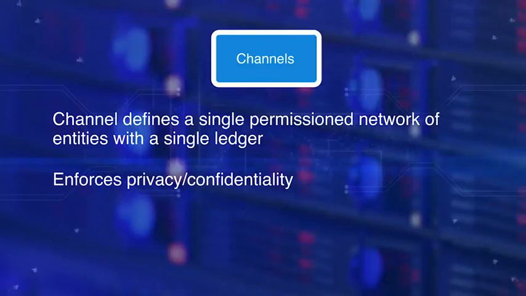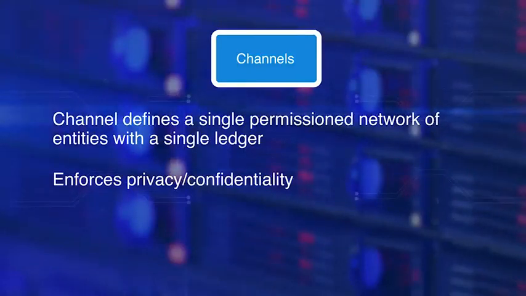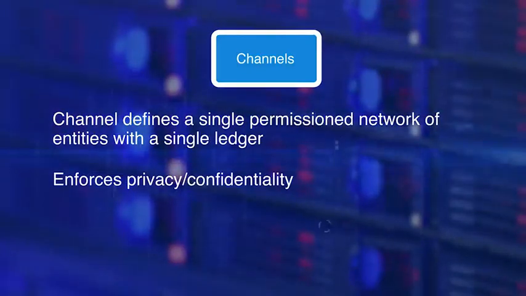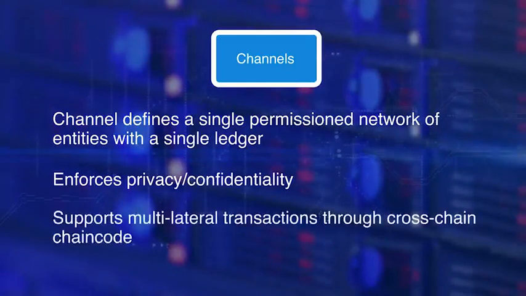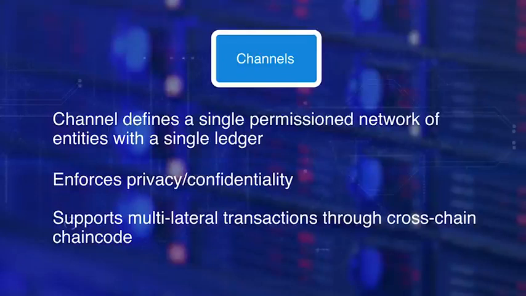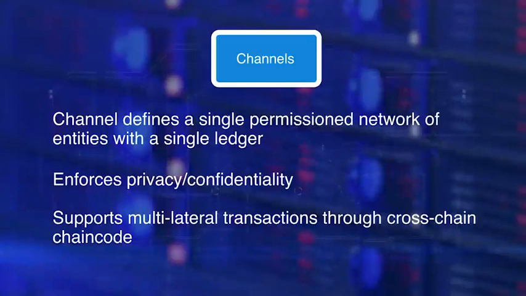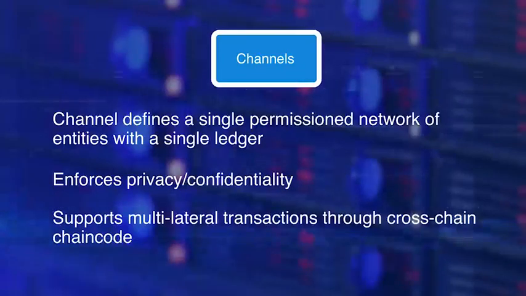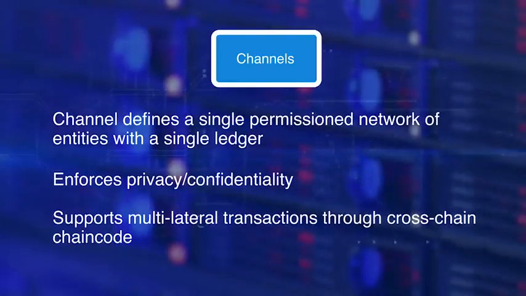Even within the channel, the data and transaction confidentiality can be achieved by obfuscating and by using cryptographic methods. Channels also provide the ability to support multilateral transactions among competing businesses and regulated industries through cross-chain chain code. In this case, each private business consortium operates on its own private network with cross-chain transaction controlled by policies implemented in the chain code.